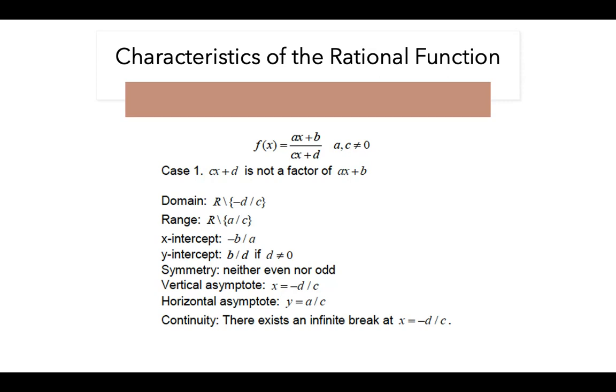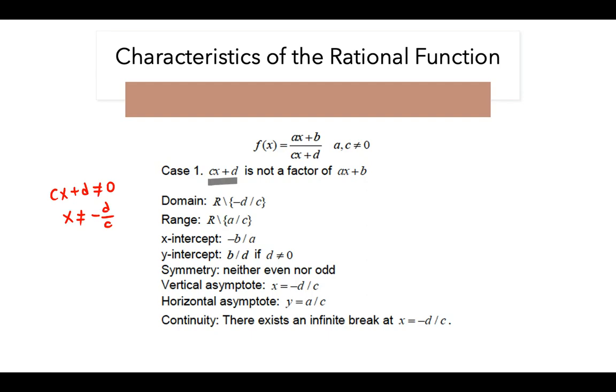Case number 1 is that cx + d is not a factor of the numerator. So that means it doesn't cancel out. To find the domain, you always look at the denominator. So you let cx + d cannot equal 0, so x cannot equal negative d over c.